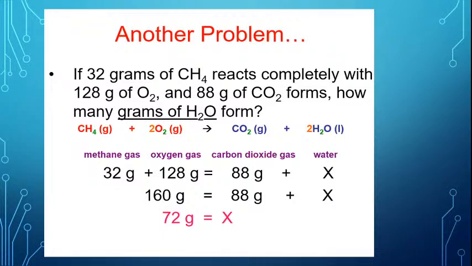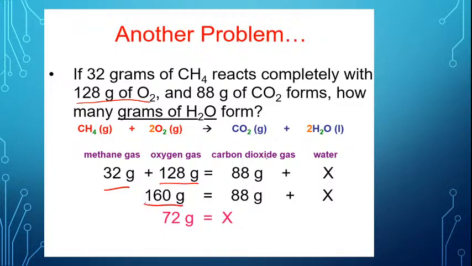Now there is another problem which you can solve. Once again, one more numerical related to that. If you take 32 gram of methane, it reacts completely with 128 gram of oxygen, and 88 gram of carbon dioxide is formed. How many gram of H2O will form? It means this is 32 gram, and how much oxygen was there? 128 gram. So the mass of reactant is 160 gram.